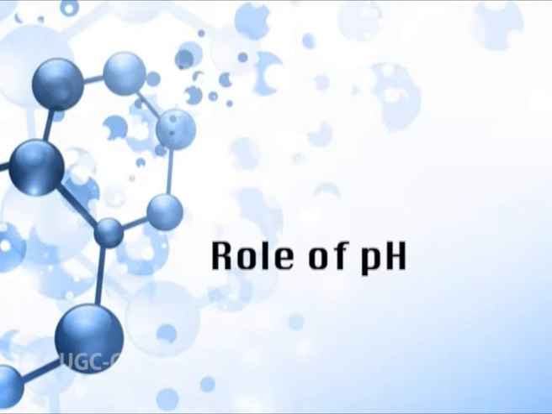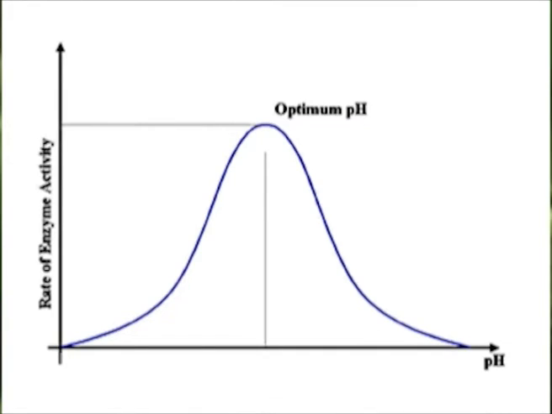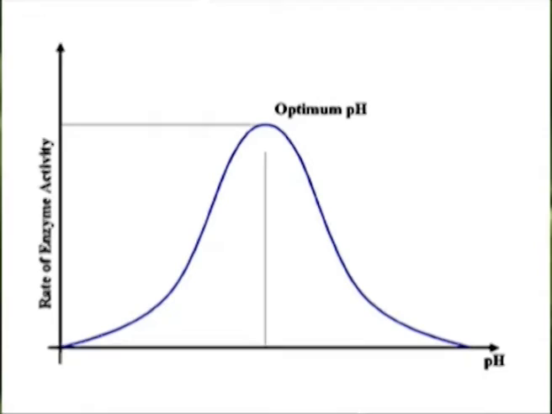Role of pH. Each enzyme has a pH range within which it can best function. This is called the optimum pH range for that particular enzyme. For example, the optimum pH of pepsin, an enzyme found in gastric juice, is approximately 2, whereas the optimum pH of trypsin, an enzyme found in pancreatic juice, is nearly 8.2.